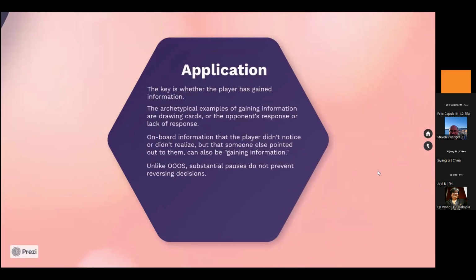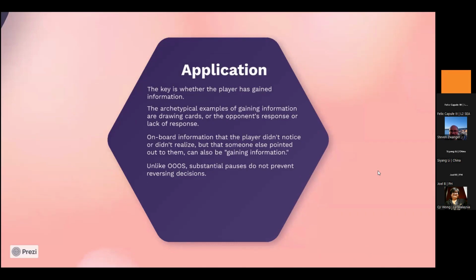How do we apply this policy? Again, as I said earlier, the key is: has the player gained information? The most common ways of gaining information are drawing cards, because you now have information you didn't have before about what is going to be in your hand and what you'll be able to do in this game, or if the opponent responds or even doesn't respond.